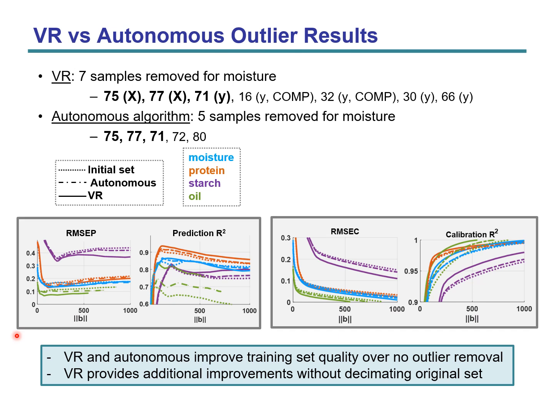And you can see the initial set, the dotted line, versus the autonomous prediction errors and R-squareds, the dashed line, and then the VR is the solid. The autonomous and the VR both improve the training set quality versus no outlier removal. And with the VR, we got some extra additional improvement without really decimating, with just 4 more instead of 2 more. So not much of a decimation of the original calibration set.